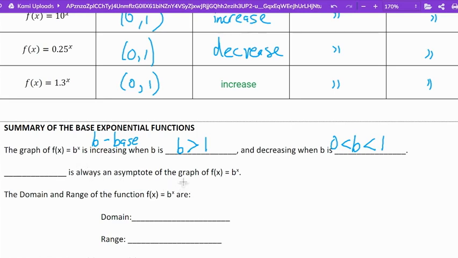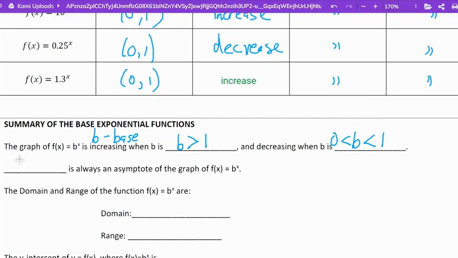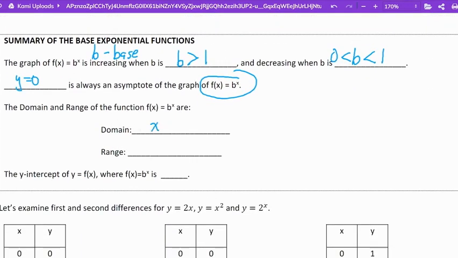Blank is always an asymptote. What is the equation of our asymptote? Y equals 0. Now, can that move, Mustafa? Yes, with a vertical shift. If the y-intercept can move, the asymptote can move. But for this format, do we have a vertical shift? No, it's just b to the x. There's no c value. So tomorrow we might talk about some vertical shifts. The domain is always x belongs to all real numbers. And the range is always y belongs to all real numbers such that y is greater than 0.